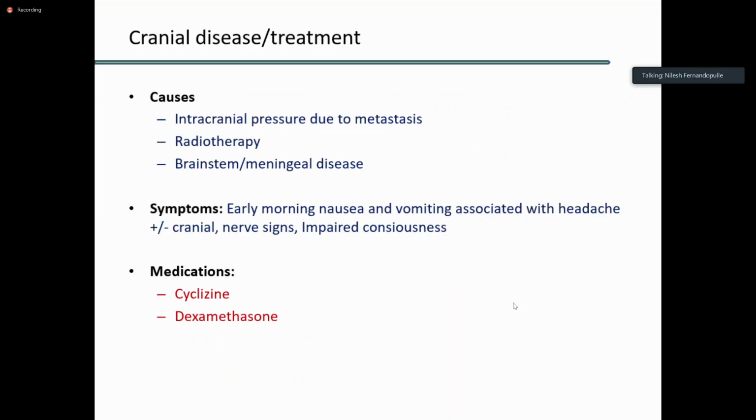If you're thinking cranial diseases, okay, things like raised intracranial pressure due to metastasis, radiotherapy, or brainstem diseases, obviously those patients have evidence of increased intracranial pressure. There might be early morning nausea, vomiting, headache. They might have cranial signs. Their consciousness might be impaired. So for those sorts of people with nausea and vomiting, the drugs of choice will be cyclizine and dexamethasone to reduce the inflammation and also reduce the pressure in the brain. Okay, so again, finding the cause is very important. So for these patients, giving domperidone is not going to be useful.